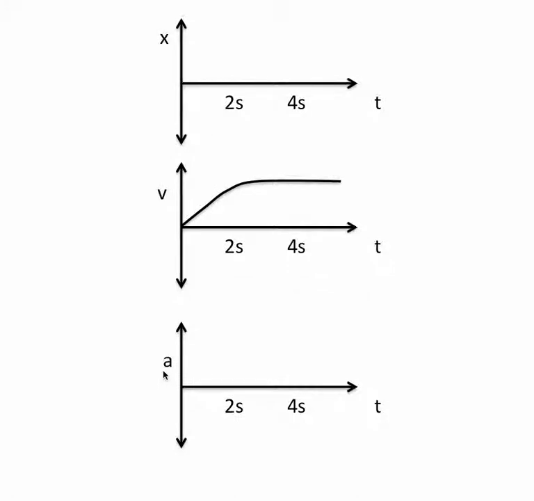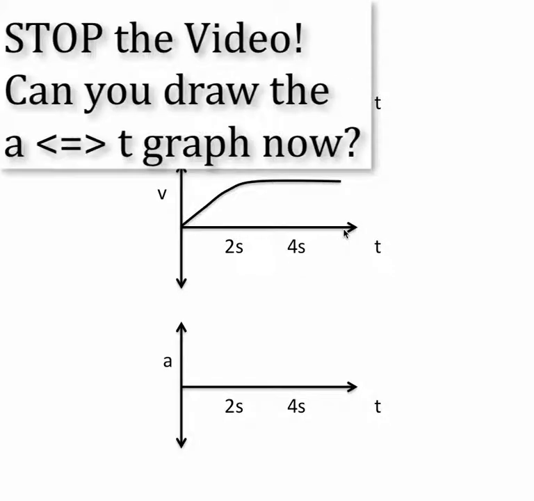The acceleration is the rate of change of velocity, or the slope of this line. Here we're accelerating, here we're not. The acceleration is positive in that the velocity is getting bigger in the positive direction. If you think you can draw that acceleration graph now, stop the video and do that.